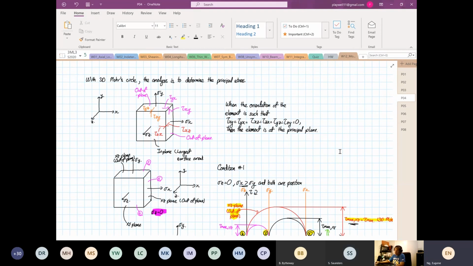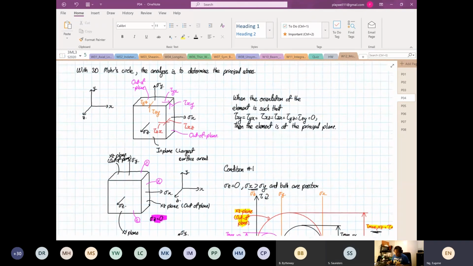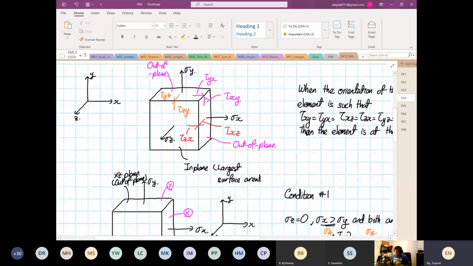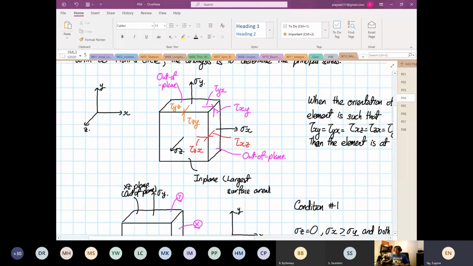Okay, right. So now we are going to go into 3D Mohr Circle. 3D Mohr Circle is three circles. It's not that you have a sphere, or shadow, nothing like that.